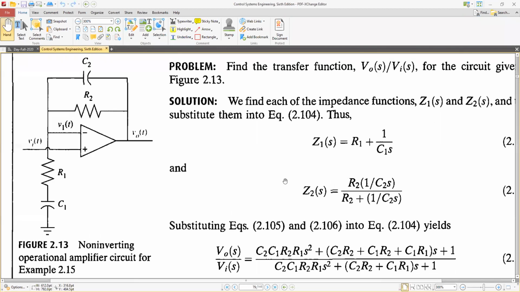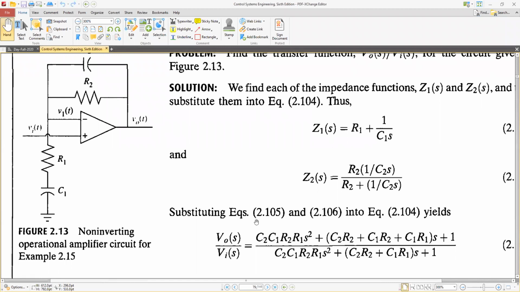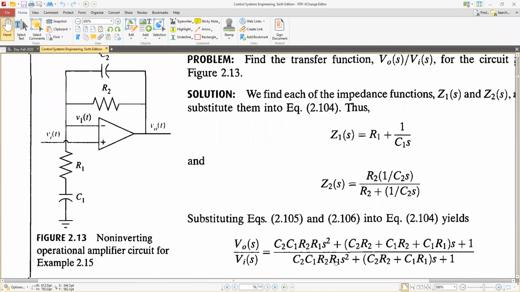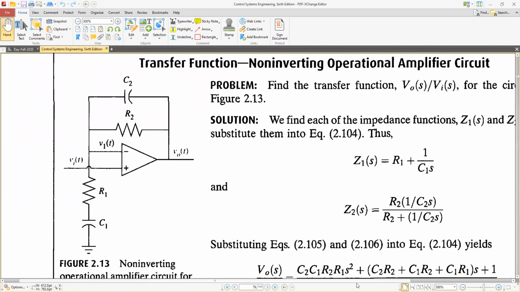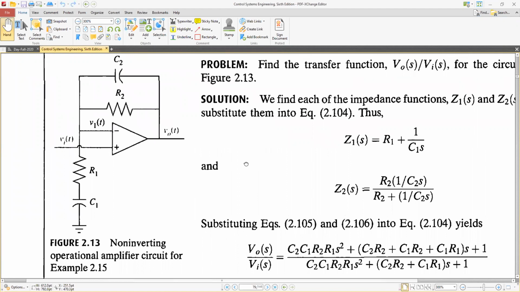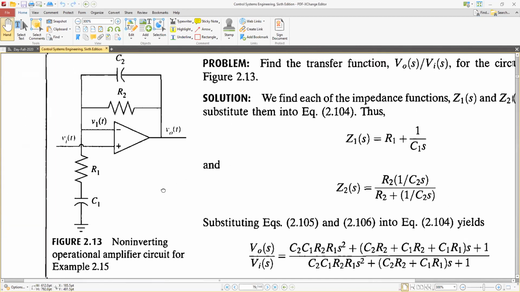That is the way you can solve this kind of equation. Now if I give you the values of C1, C2, R1, R2, then you have to put these values in the equation and you will get a numerical result. They have not given you the values, they just show you the basic thing. That would be the idea for this kind of problem.